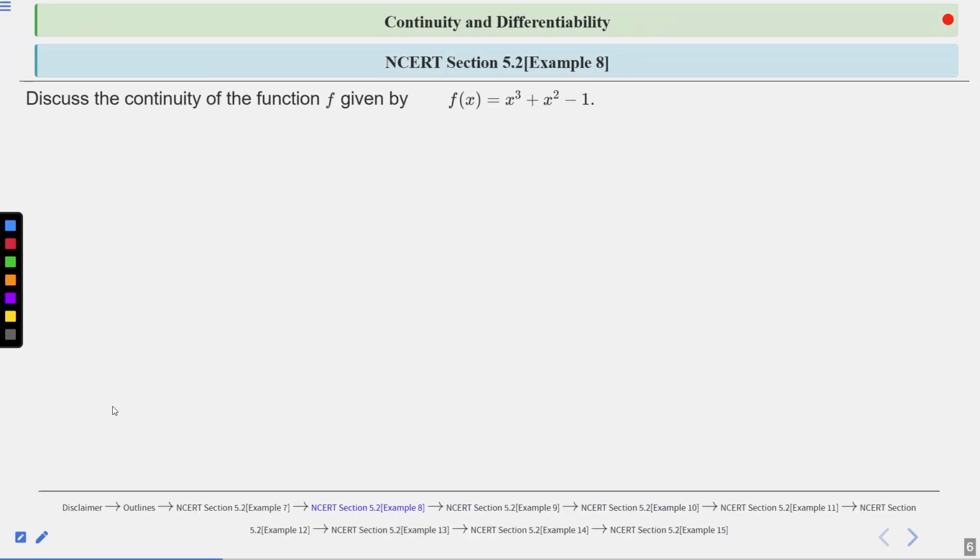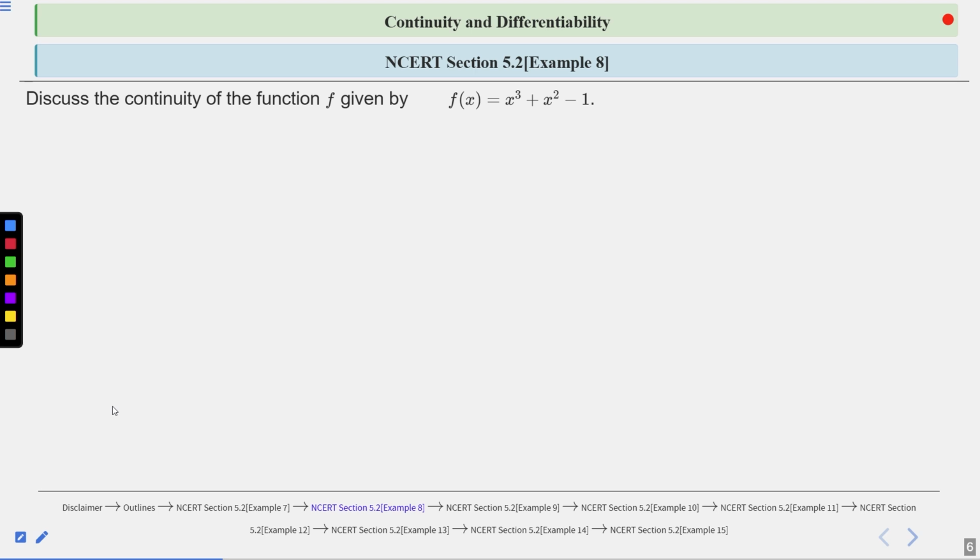Next example is to discuss the continuity of the function f, which is given by f(x) = x³ + x² − 1. We have to discuss the continuity of the given function f. It is example 8.